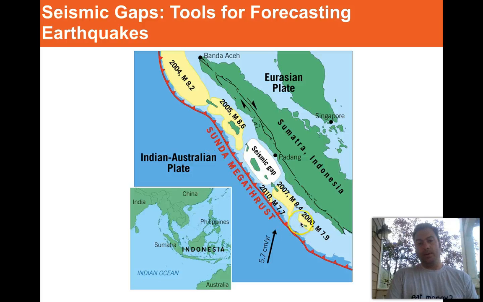But there was also a precursor, a 2000 event that was a magnitude 7.9 here. 2007 was an 8.4. 2005 was an 8.6. These are all very large earthquakes. But notice right here outside of Padang on the island of Sumatra, which is part of Indonesia, there's a seismic gap. No earthquake has occurred here. Might not be the best place to invest in real estate.